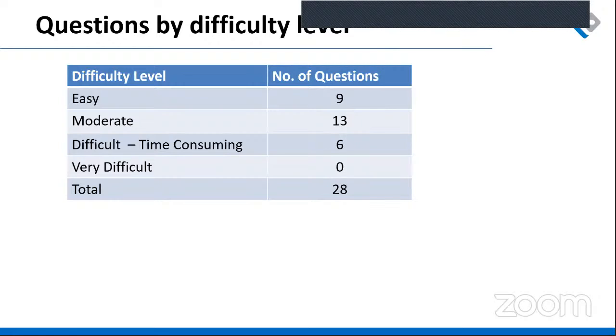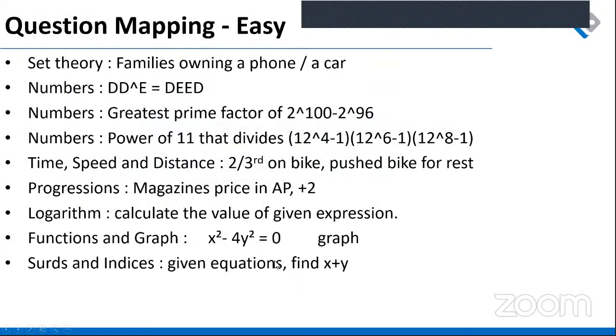Let's see those questions which were easy first. Set theory. There was a question about people owning a phone or a car, just 2 sets, A and B, owning a phone and owning a car. Some people owned neither a phone nor a car and some owned both. That was to be calculated, and then that number was given. So again, a very easy question, almost a mental calculation. The only thing is there were statements which had to be checked. So maybe you wrote a little bit and then verified which of those statements were true or false.